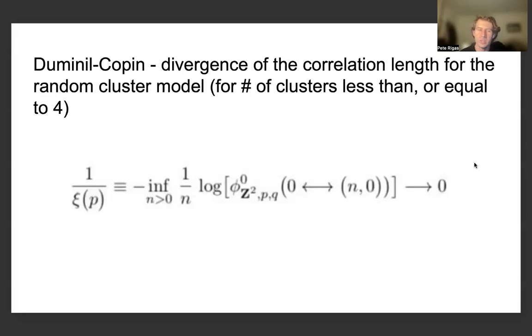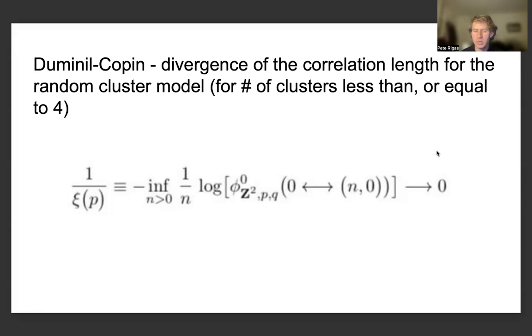And again, we just mention and make clear that the number of clusters, or the cluster parameter Q, in the random cluster model is restricted to be between 1 and less than or equal to 4, so that the model undergoes a continuous phase transition. And this is given by the fact that the correlation length diverges, which is equivalent to saying that the reciprocal of the correlation length, which can be expressed as the minus infimum for n greater than 0 of 1 over n times the log of the random cluster probability measure taken under free boundary conditions of the probability that 0 is connected to some segment n0, approaches 0.